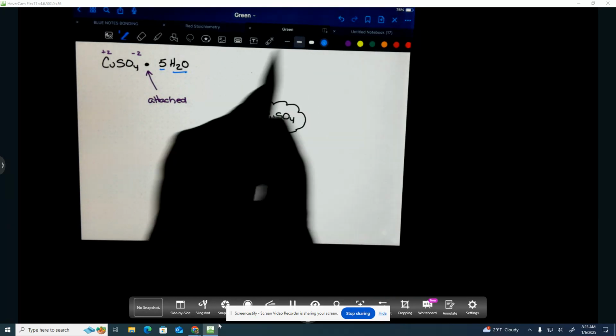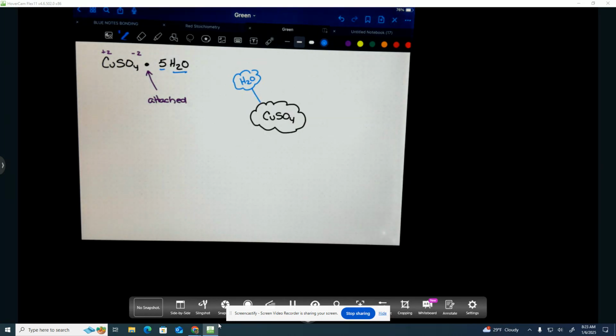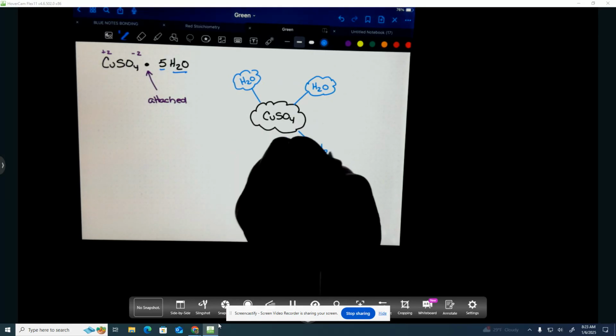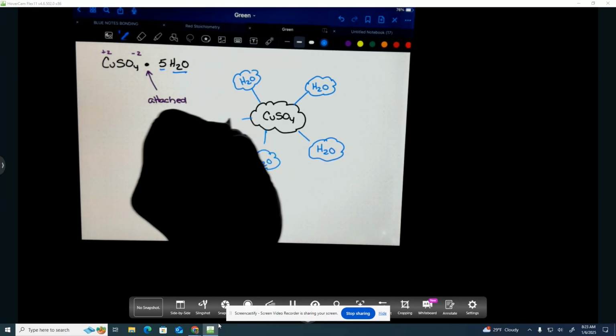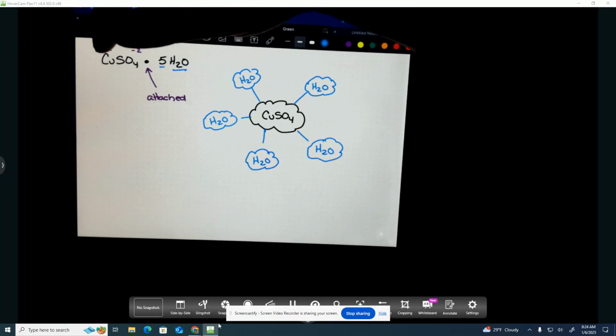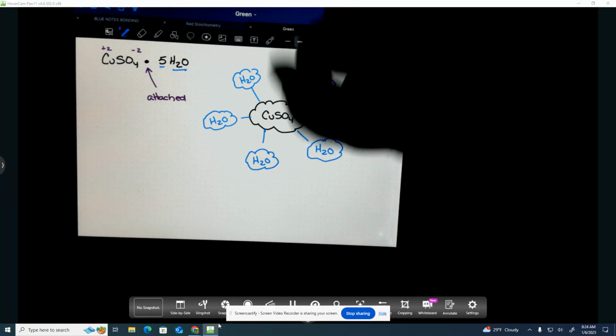Focus. You got 7 minutes. So let's say I have a group of water that looks like this, and a group of water that looks like this, and a group of water over here, and over here, and over here. So what this is telling us is I have a copper 2 sulfate attached to 5 moles, 5 groups of water. 1, 2, 3, 4, 5. And they are attached. You do not multiply them.